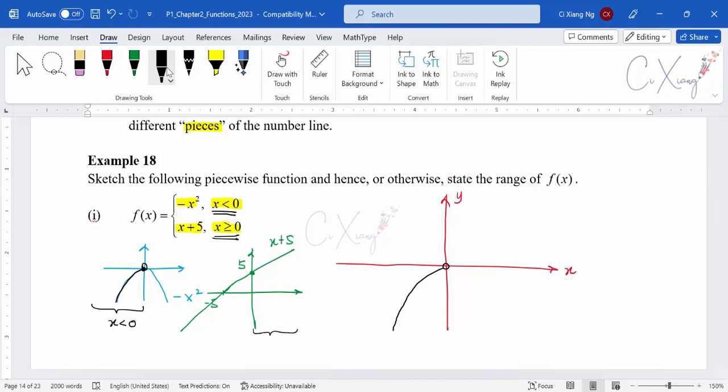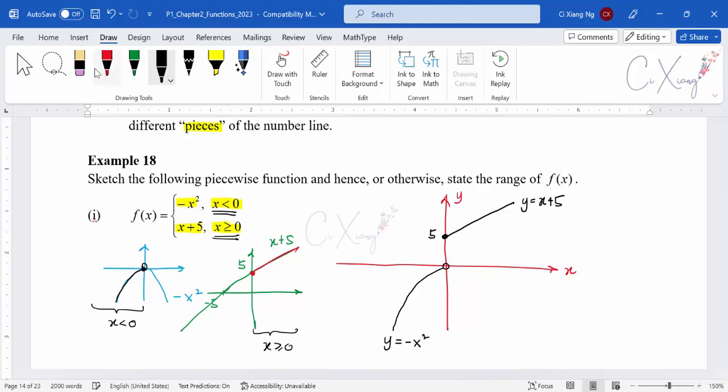This part of the graph is x greater or equals to 0. Therefore, when I want to sketch the diagram, I only want to consider this part of the graph, x greater equals to 0. So if I want to draw in my diagram, this one should be a 5. Therefore, when I draw, it will be going up like this. This part of the diagram is actually y equals to x plus 5, and the left hand side, the bottom part here, is actually y equals to negative x squared.